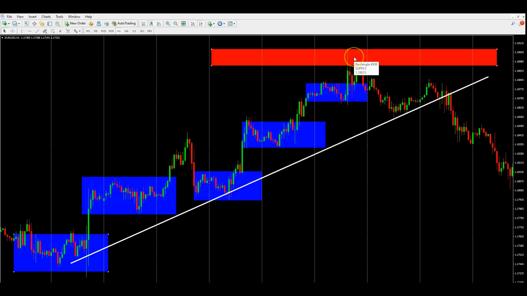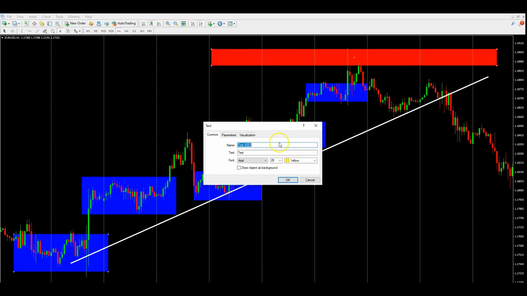If you click on it, you see supply. If you need to see the word, you come here to the little alphabet. You can put it on number 20, yellow if you want, or you can change the color here. But we're going to keep it where it is, and we're going to put supply.